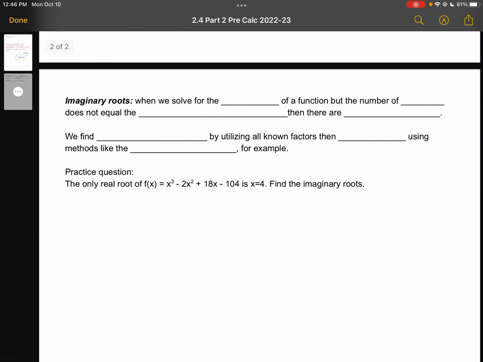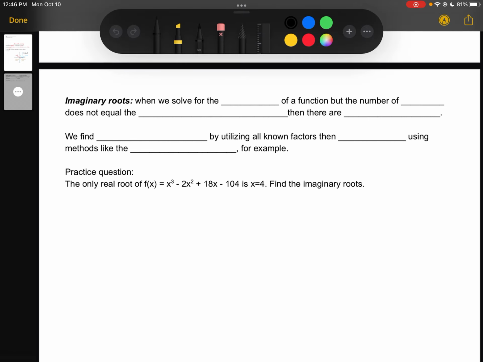All right, so continuing forward onto imaginary roots. Imaginary roots are basically what happens when Mr. Reardon makes a typo, or maybe the function doesn't work out very well. So when we solve for the zeros of a function, but the number of roots does not equal the degree of the function, then there are imaginary roots. Some imaginary root exists.